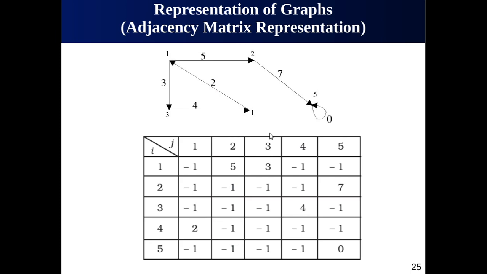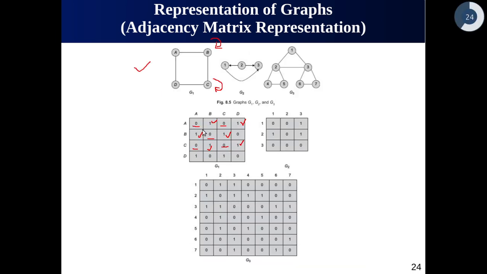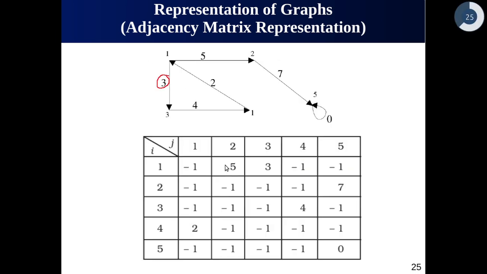Lastly, sometimes we do have a number associated with the lines, or you can say a cost associated with the lines. You can also represent this type of graph, or you can say weighted graph, with the help of the adjacency matrix method. The only thing is that you have to write the cost of the link instead of 1. In the previous example, we wrote 0 and 1. Here you have to write the actual cost.